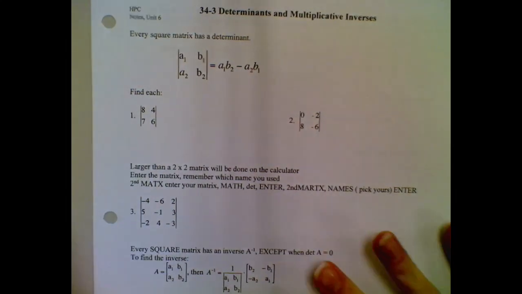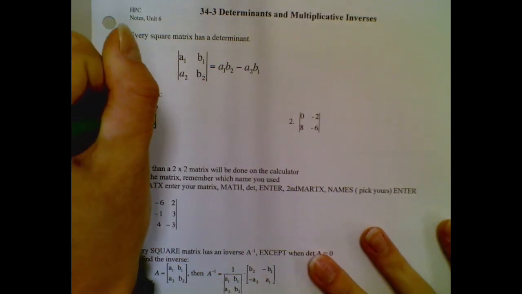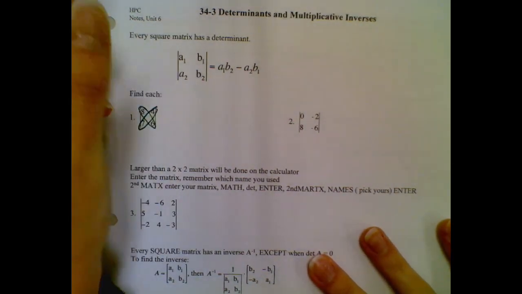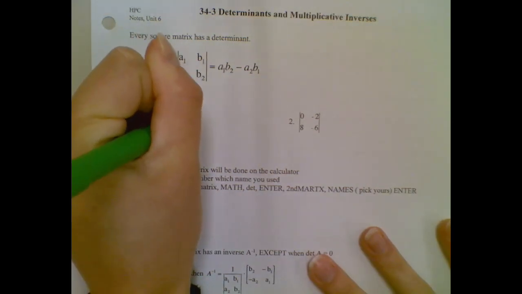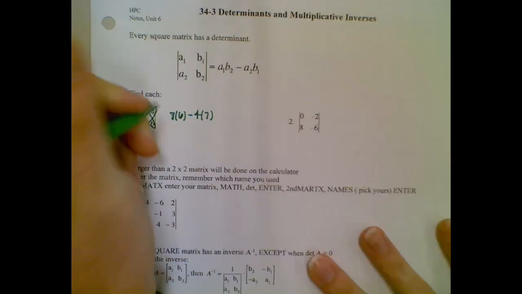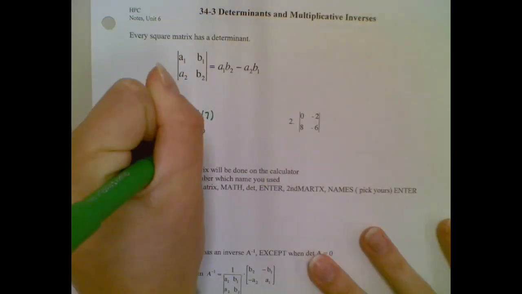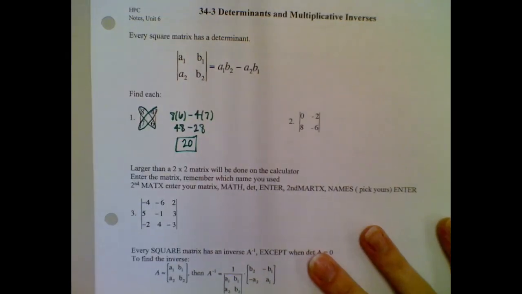We have 8 times 6 minus 7 times 4. So 8 times 6 minus 7 times 4, or 4 times 7, doesn't matter, right? So we get 48 minus 28, which is 20.